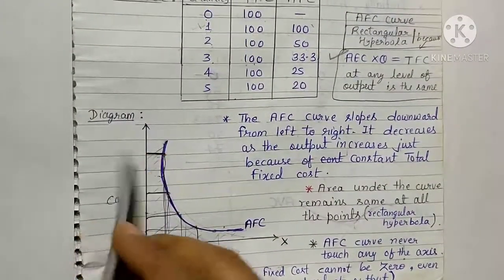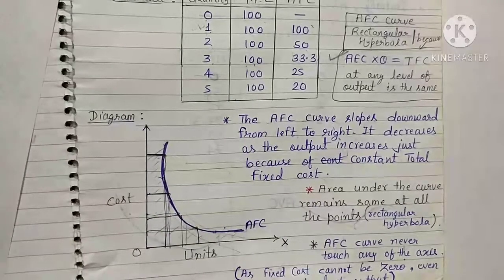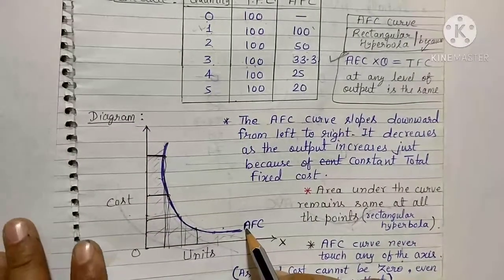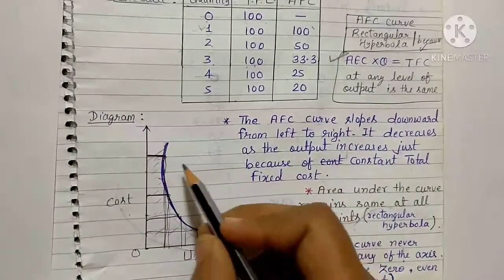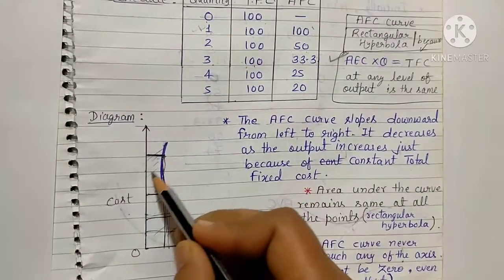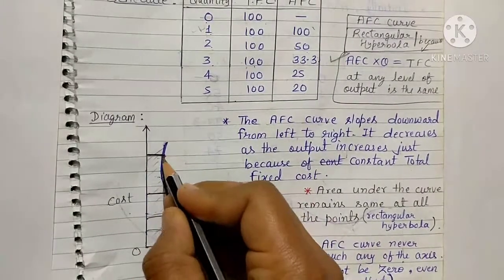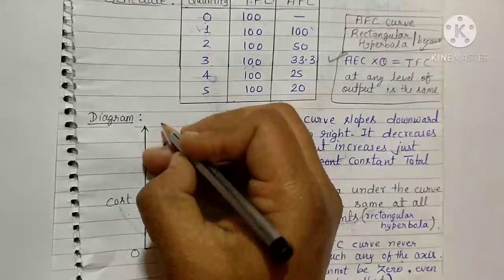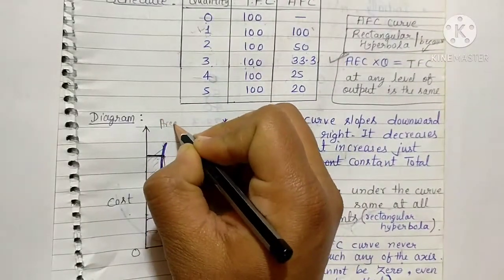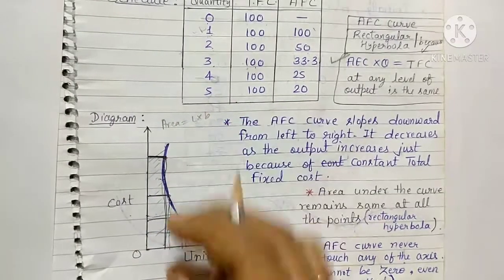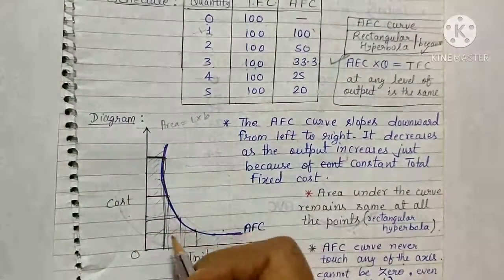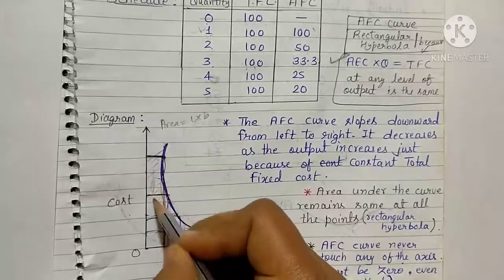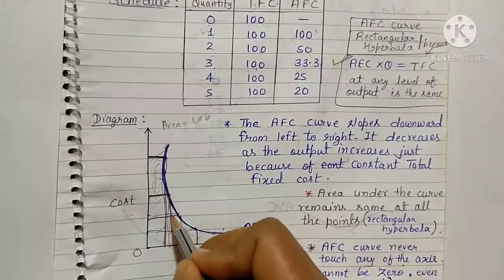This curve is the AFC curve. This AFC curve is called a rectangular hyperbola because the area under this curve always remains the same. See, this is a rectangle. The formula for the area of a rectangle is length into breadth. If you multiply this length into this breadth, what area will come? It will be the same as this area, which will come here.